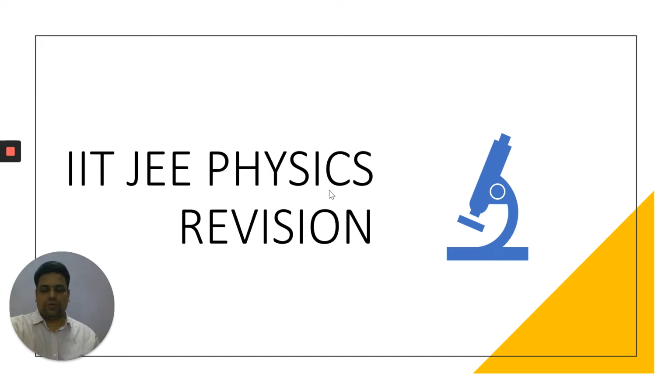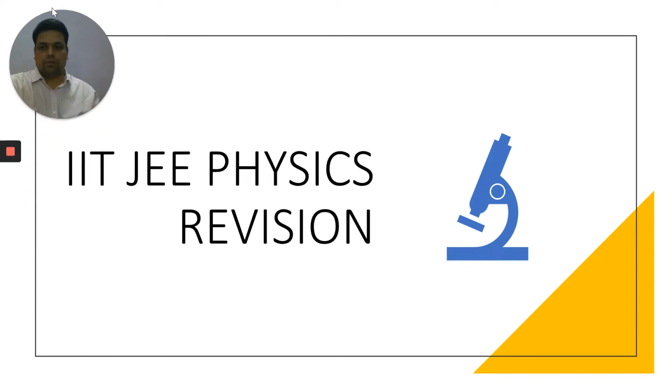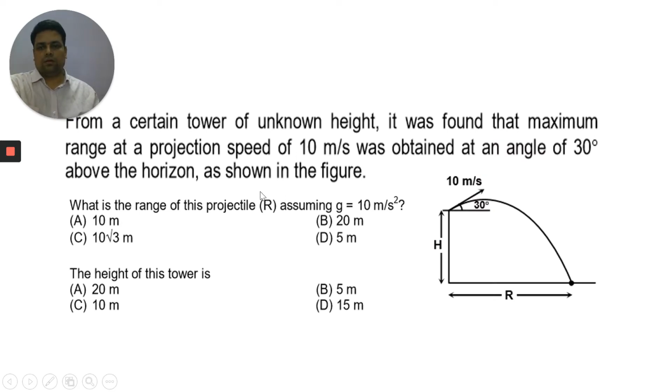In continuation to the previous video, we are going to continue with the revision problems in this video. So let's look into this question. You are seeing some oblique projection from the top of a tower of height h.